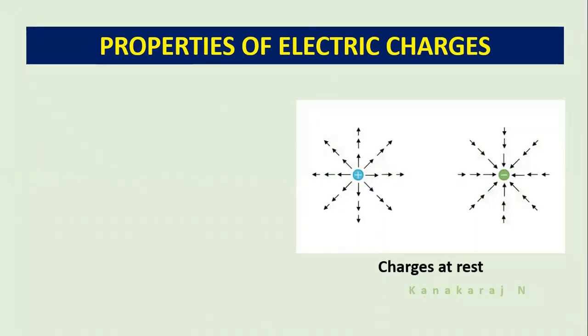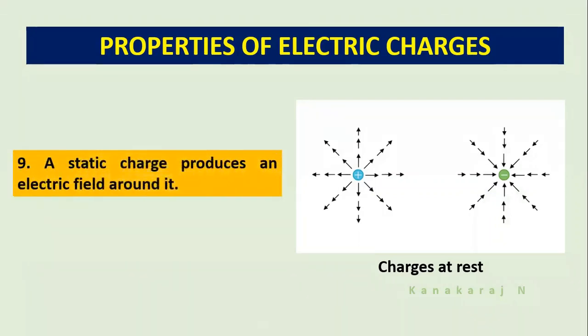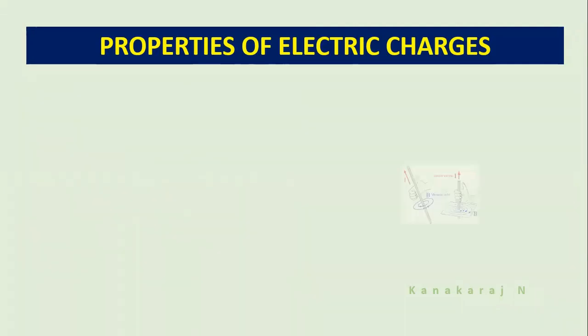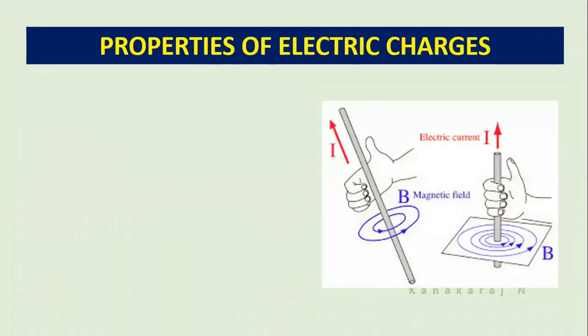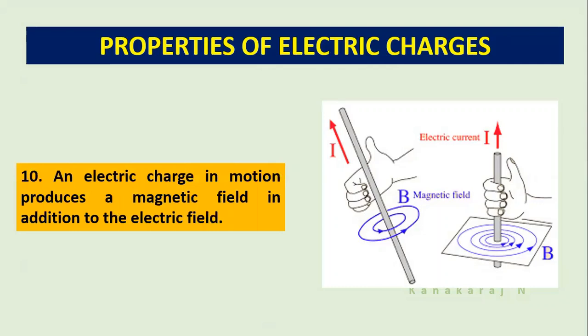The charge at rest produces an electric field. A static charge produces an electric field around it. The next one is a moving charge. A moving charge we call current. A current carrying conductor produces a magnetic field. The right hand thumb rule gives the direction of the magnetic field around the current carrying conductor. So the movement of charge constitutes a current, and that current produces a magnetic field. So we can say that an electric charge in motion produces a magnetic field in addition to the electric field.